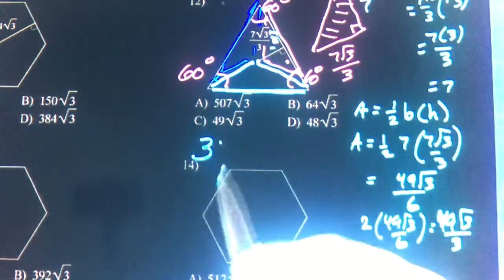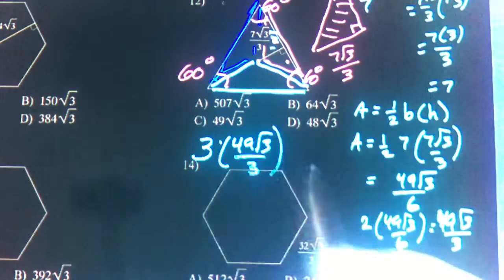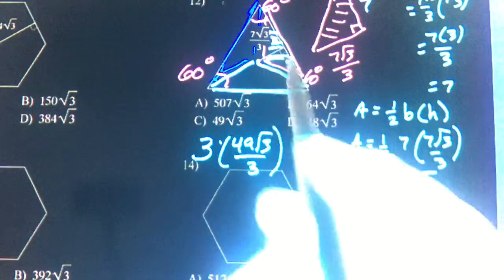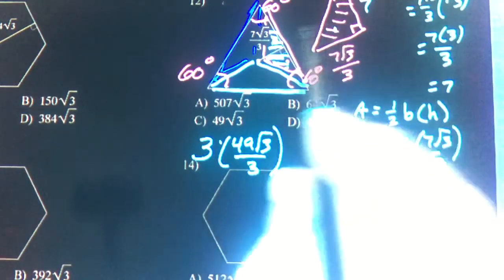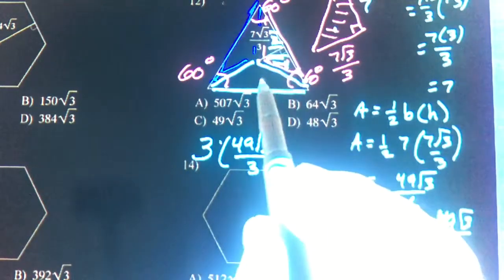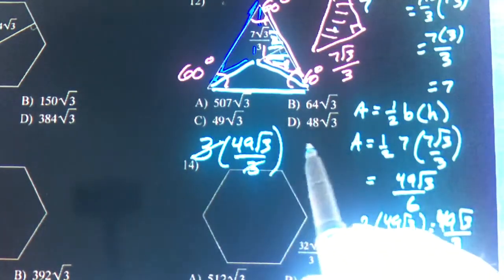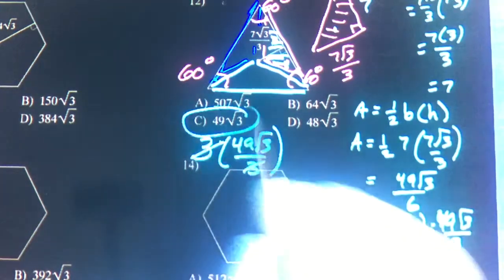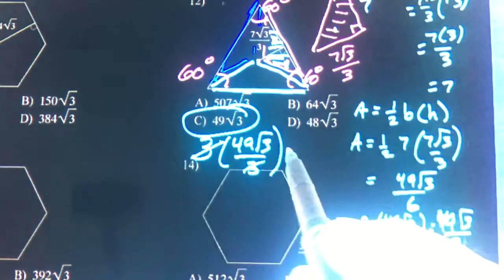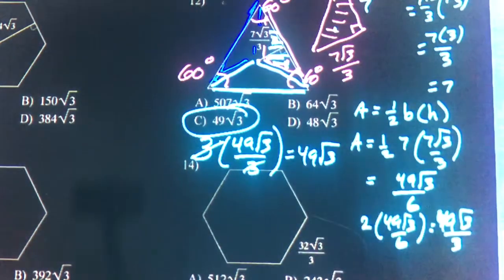So 3 times 49 root 3 over 3, because we've got the area of this one by finding the area of this one, doubling it to get this. Now we're taking this one, and we've got 3 of them, so that 3 is going to divide into there, and our answer is 49 root 3, which is C on the sheet. 49 root 3 is our answer for the whole equilateral triangle.